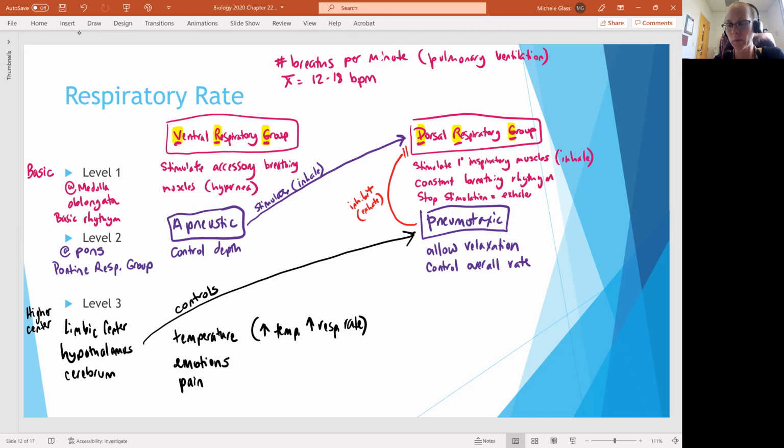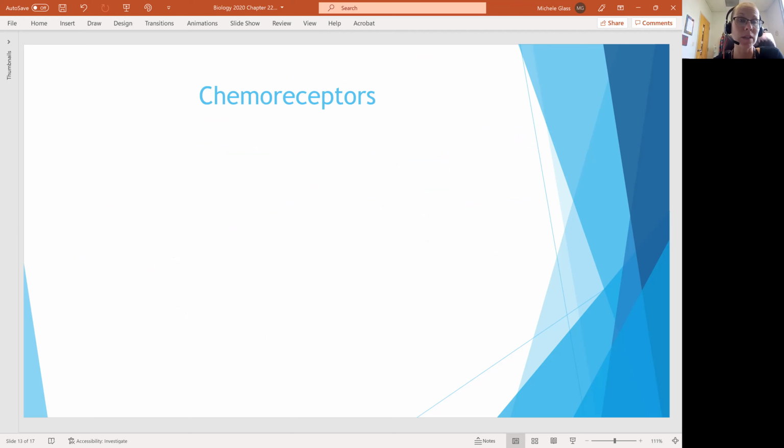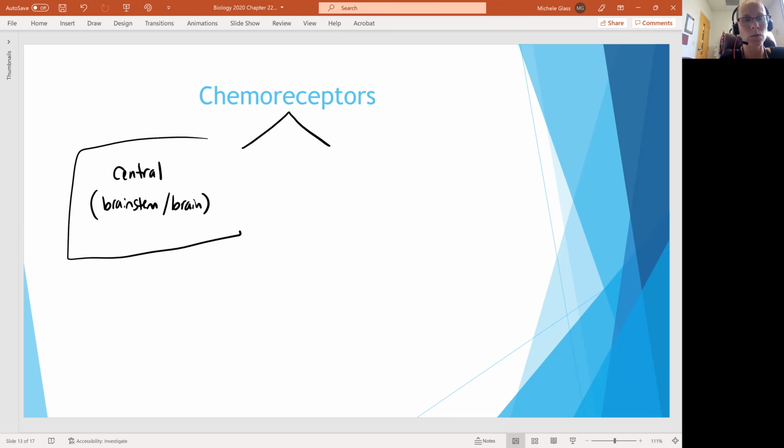We have one more piece of control to talk about, so let's go ahead and do that. We have chemoreceptors that are going to be involved, and what we see is that you have 2 types. So we have what's called the central chemoreceptor, and this is going to be located where we would expect, where we just were, brainstem and the brain. So that's triggering what was going on with those levels of control that we just were looking at.